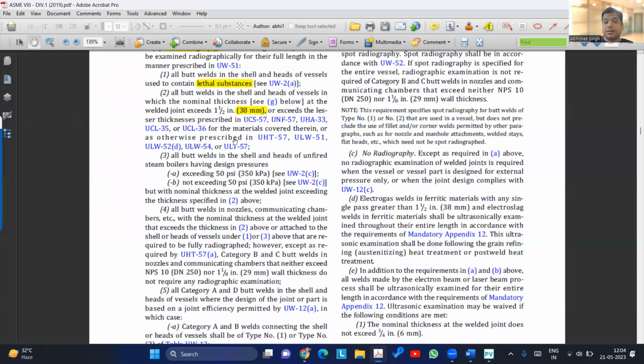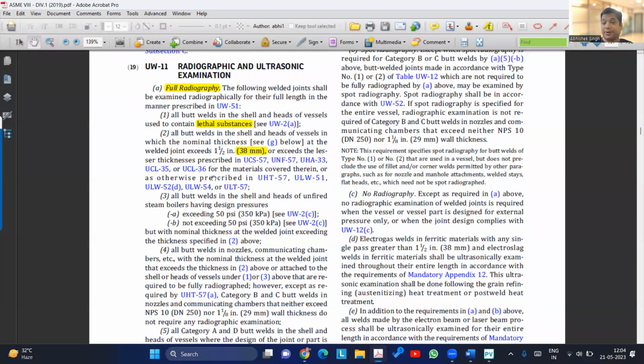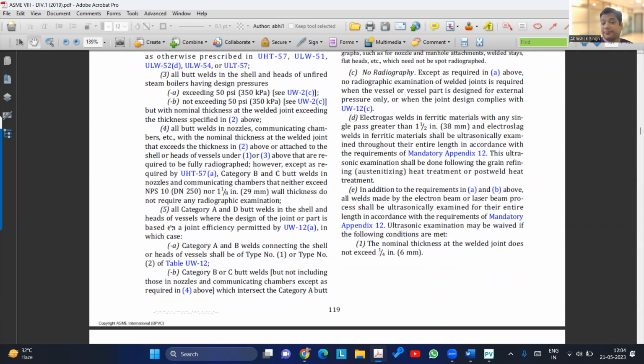Okay. See, now UW-11 talks about full radiography. So in which cases do we need to go for full radiography? The first one is if there are butt welds and it contains a lethal substance, then full radiography becomes applicable. All butt weld joints exceeding 38 mm, then also it becomes applicable. Like that, there is the fifth clause, all category A and D. What is category A?